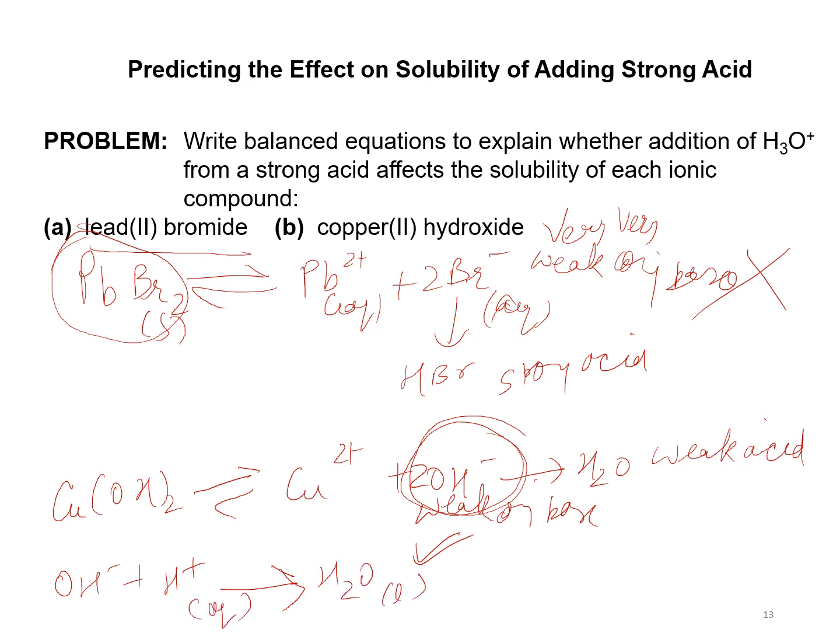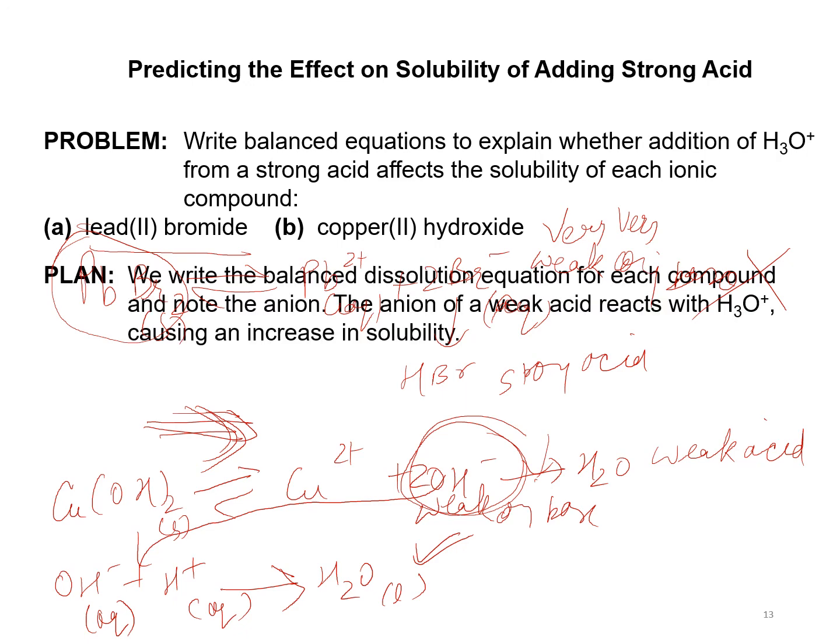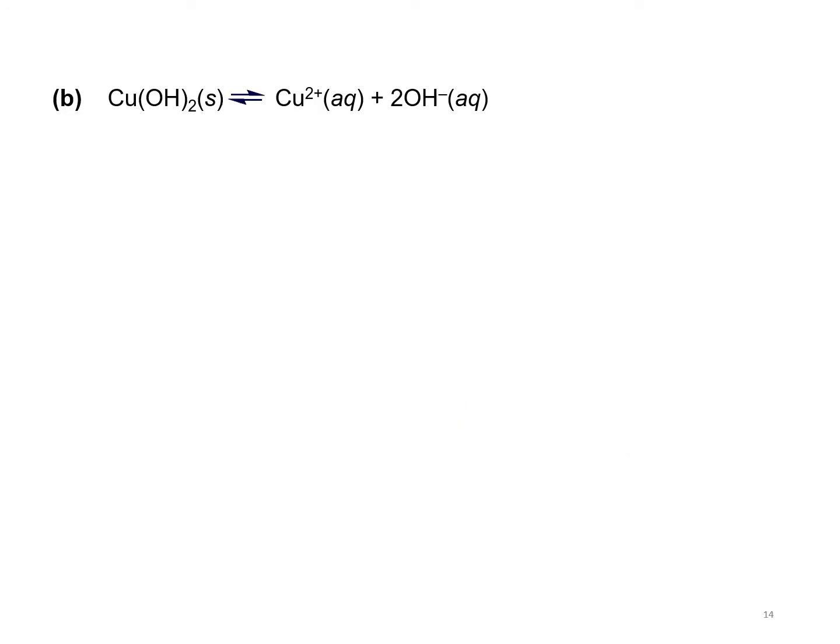This is aqueous. So if I add proton from outside, it's going to react with this hydroxide ion to produce water. So hydroxide ion concentration is going to be decreasing. The reaction will try to increase that by creating more of it. So it will go towards the right, meaning more and more of this copper hydroxide will become soluble. So it will increase the solubility of this particular salt. Right? That makes sense.